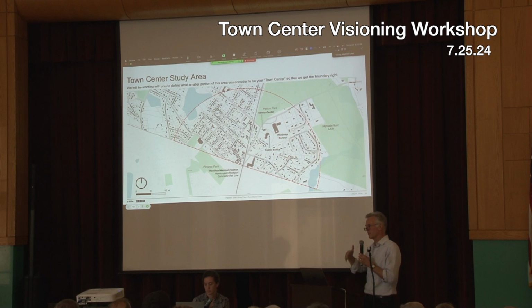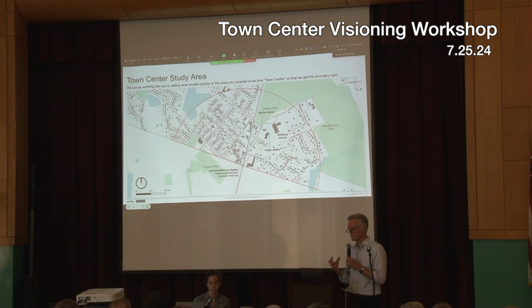Our study area is approximately a half-mile radius around the commuter rail station. It's not a super hard line, but if we want to start somewhere, it's a measure of an approximate 10-minute walk. It's a useful measure for walkable environments. Again, it's not a hard and fast boundary, and we will probably be refining the boundary to something much smaller than this to fit within what we think is an appropriate area to be focusing on.